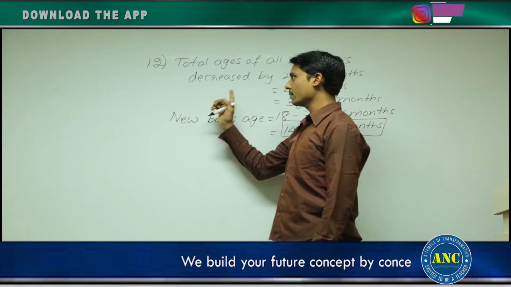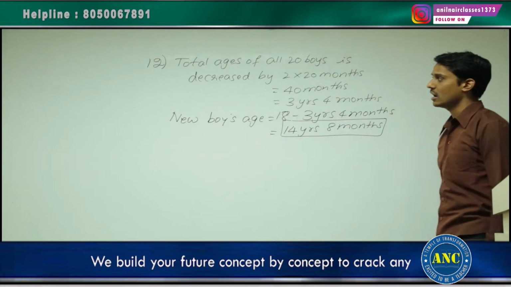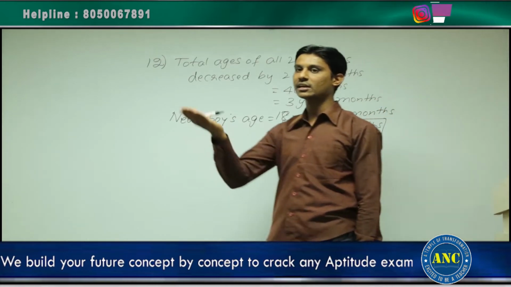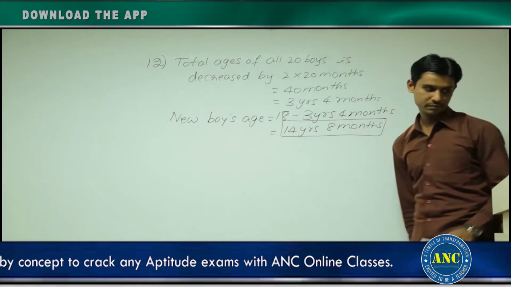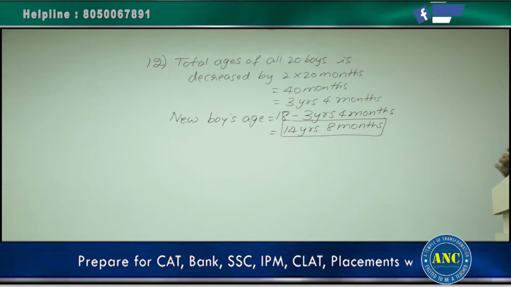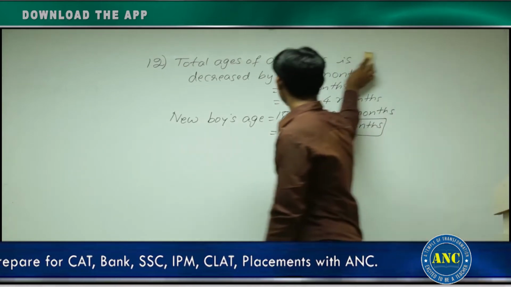Clear with the approach? Please write down this question. Question number 12. The 11th question is the question where an average is increasing. The 12th is the question where an average is decreasing. Please write it down. Clear with the application?